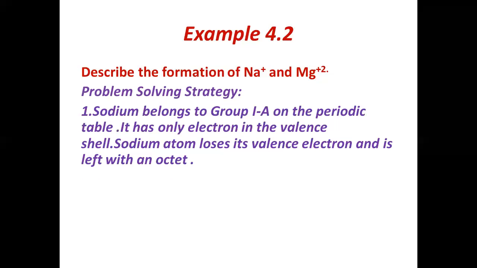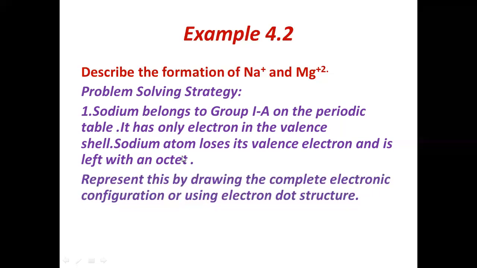Problem solving strategy: sodium belongs to group 1A of the periodic table. It has only one electron in the outermost shell. So the sodium atom loses its one electron, because it needs seven more electrons to complete the outermost shell, which is not possible. So what will happen? The sodium loses that one electron and then it will have eight electrons in the outermost shell. As it has 8 electrons in the outermost shell, it follows the octet rule. Sodium atom loses its valence electron and is left with an octet. It means the shell which is left has 8 electrons.